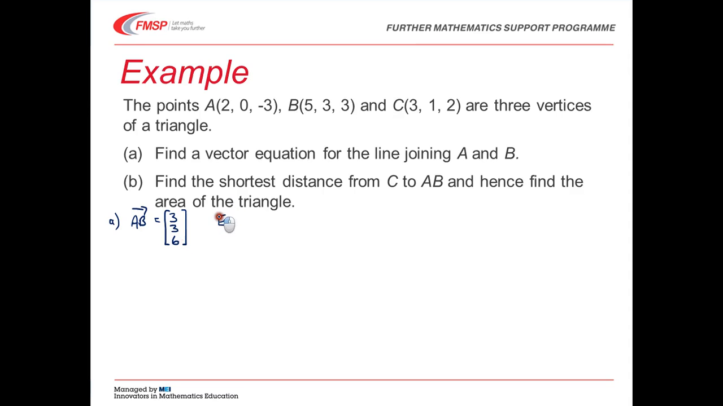The equation of the line is r equals, I'll use the vector to get me onto the line at point A, (2, 0, -3), and then lambda, my direction vector, (3, 3, 6). Now (3, 3, 6) is clearly a multiple of (1, 1, 2), so actually it's probably going to be easier to work with this line because that'll keep the numbers smaller and the arithmetic simpler.